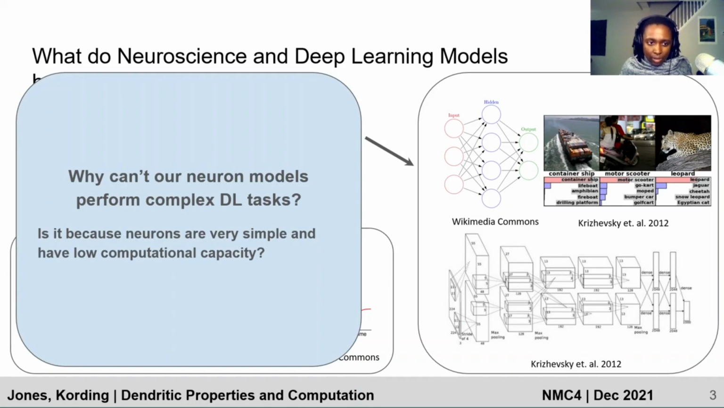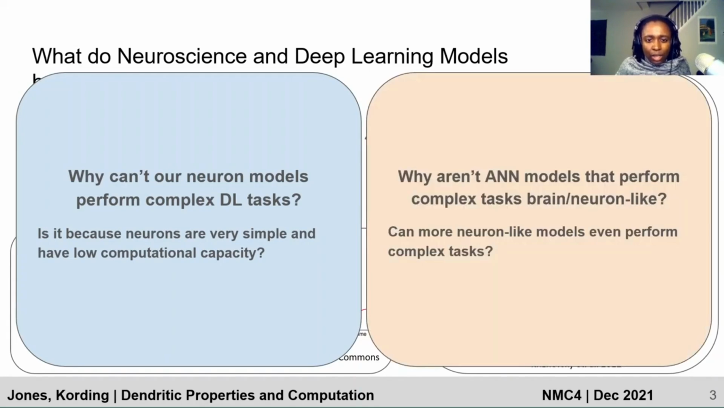Is it because neurons are very simple and have low computational capacity? And why aren't ANN models that perform complex tasks brain-like or neuron-like? Can more neuron-like models even perform complex tasks?